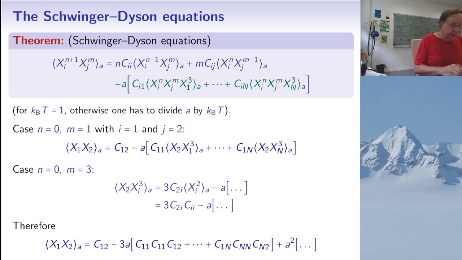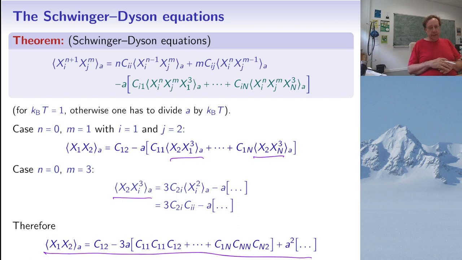So if I plug this here in this equation here, I get the following relation. So up to first order in A, the expectation of x_1, x_2 under the new probability measure is given by C_12, which is the same under the old measure, minus a certain correction term, which is minus 3A times this sum of terms here.